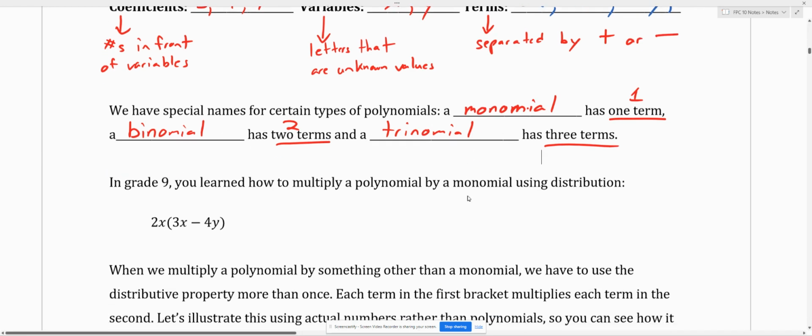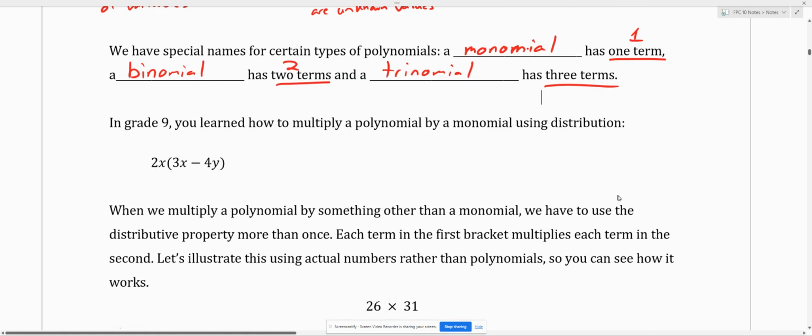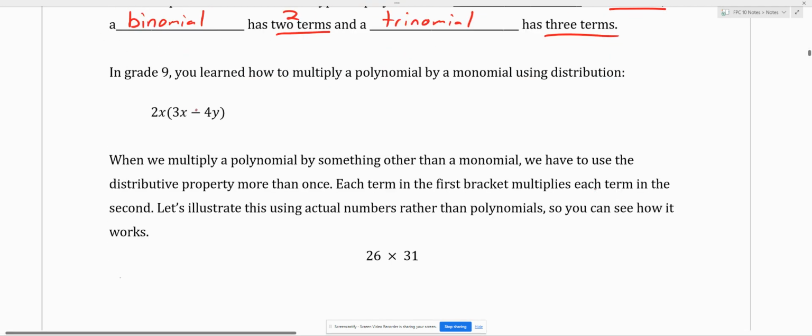You get the idea. All right, anything above a trinomial, we're just going to call it a polynomial because we don't need to have fancy names for those ones, and they occur less frequently. In grade 9, you learned how to multiply a polynomial, okay, many different terms, with a monomial, a single term, like this example here. So I have a monomial, 2x, multiplying a binomial inside these brackets. Remember, this is multiplication in between here. And what we had to do is something called the distributive property. We're going to distribute this 2x by multiplying it by the 3x term and the negative 4x term.